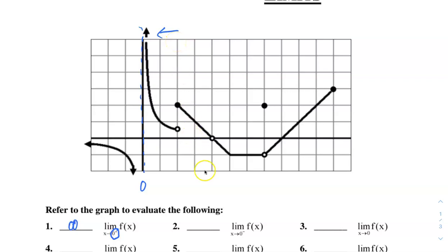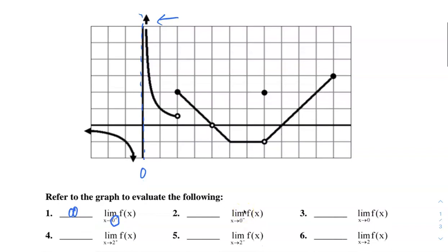So there you go. Next one, limit as x approaches 0 from the left. Remember, the little minus sign means from the left. Now what you gotta do, same idea. We're trying to get towards 0 right here, and we're going from this direction. So just follow your graph. As you go from the left, as you get closer to 0, you're going down to negative infinity.